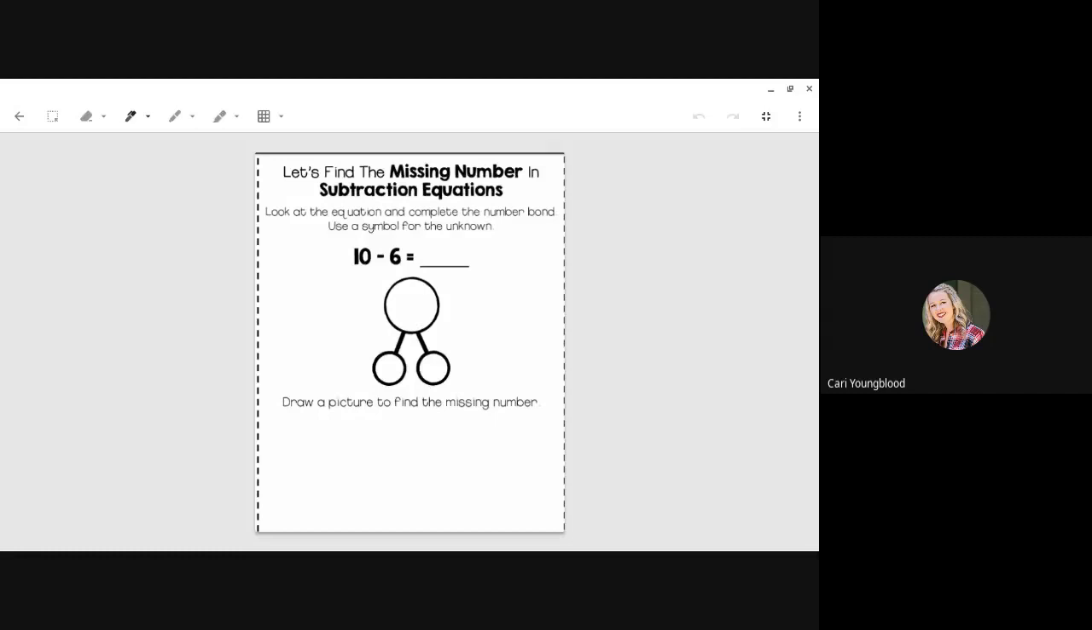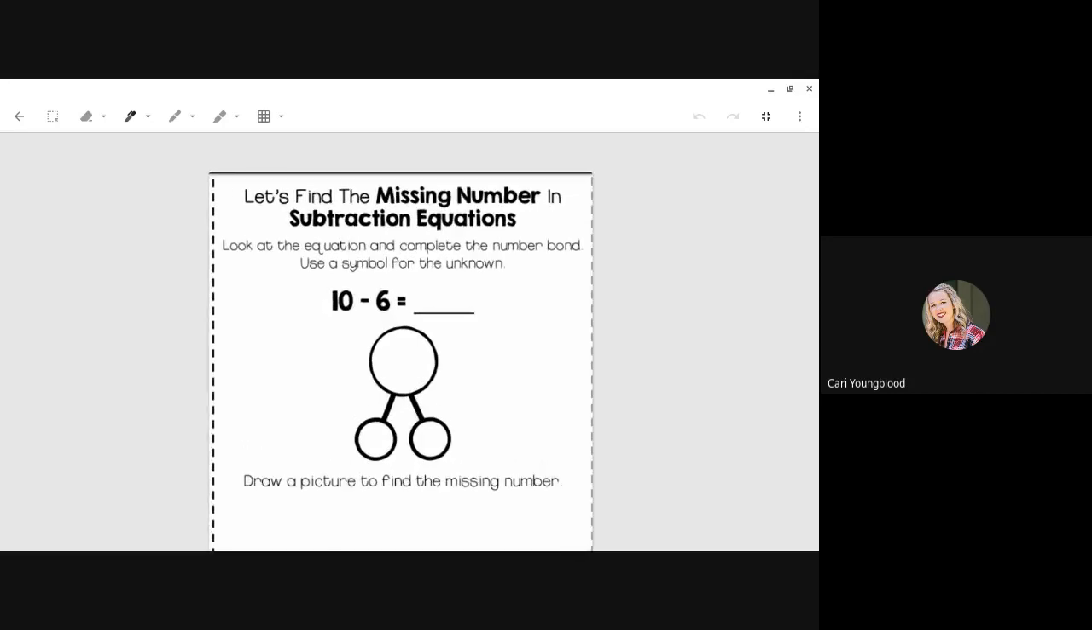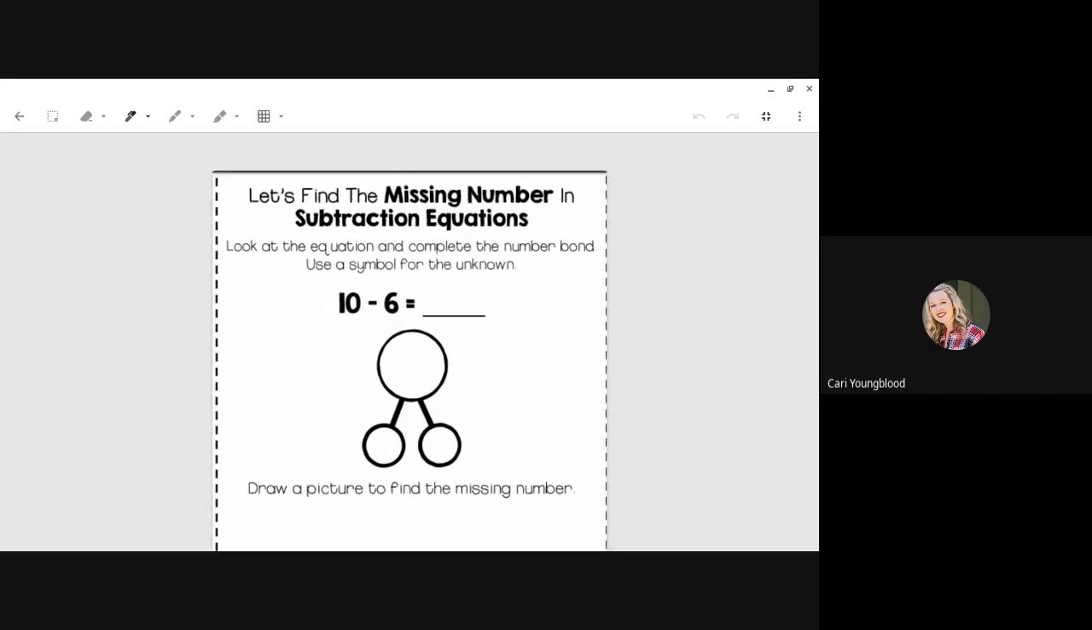So remember, friends, when we flip a subtraction equation into addition, we're going to start at the end and we're basically just going to read it backwards and we're just going to flip that sign. So let's look at this one. This one's laid out a little bit differently. So it says, let's find the missing number in subtraction equations. Look at the equation and complete the number bond. Use a symbol for the unknown. So this one we actually don't need to flip, right? Because the only unknown is actually our answer. So we really just need to figure out what is 10 minus 6.